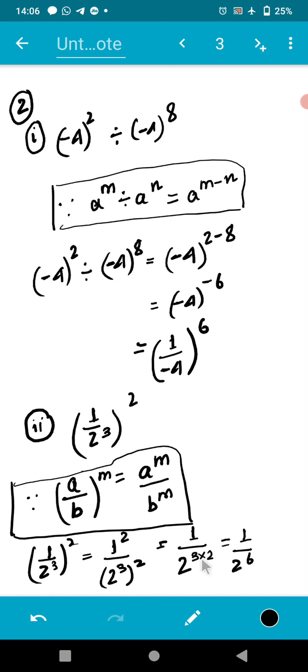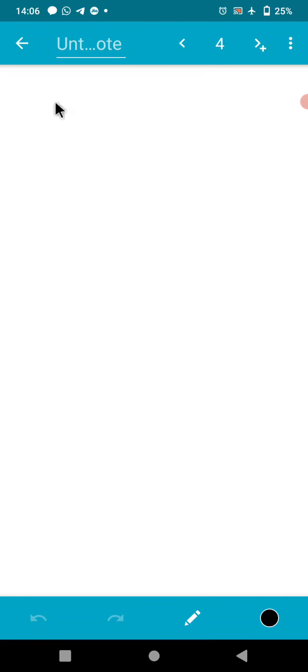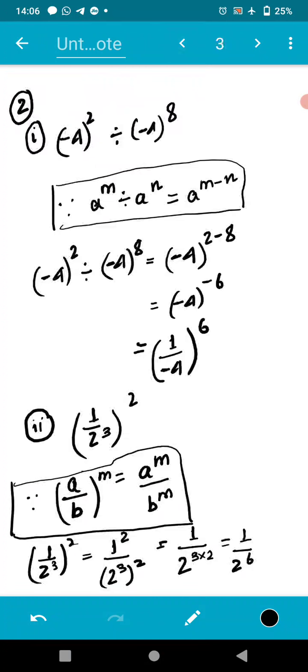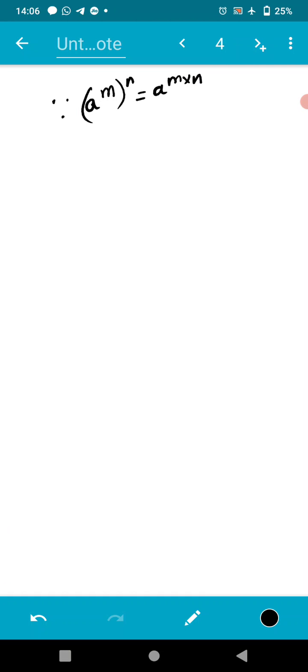But we also have to mention the law, students. We have to write, since a to the power m, whole to the power n, is equal to a to the power m into n. So this is a power law. This is how you will solve sum number 2. This is the required answer. As you see, we have given the answer in the power notation, and also the powers are in the positive form. So this would be your required answer for question number 2.